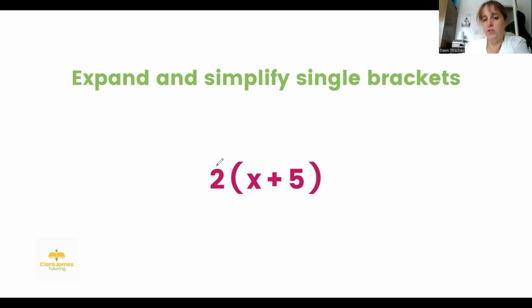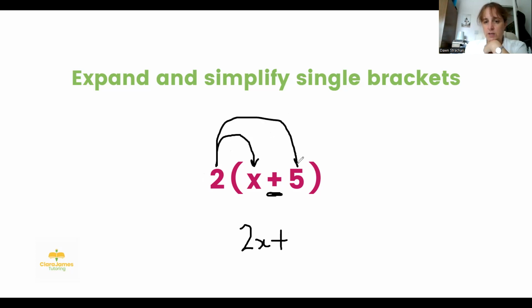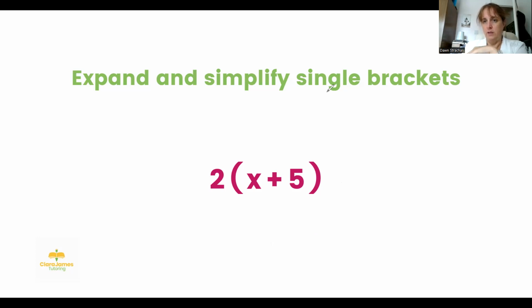So the first thing we're going to do is 2 times x, and that gives us 2x. The next thing we come across is a plus, so we'll jot that down because there's nothing in front of this. In effect, we're multiplying a positive by a positive, which gives us another positive. And then the final thing we'll do is 2 times 5, and that gives us 10. So that's how we would expand a single bracket.